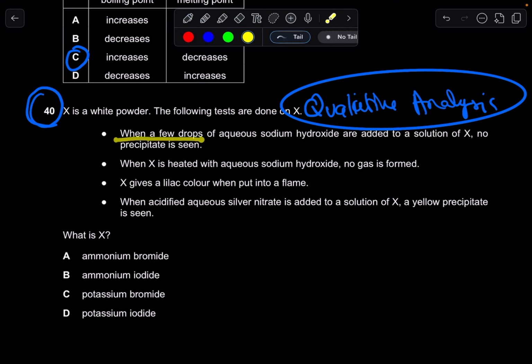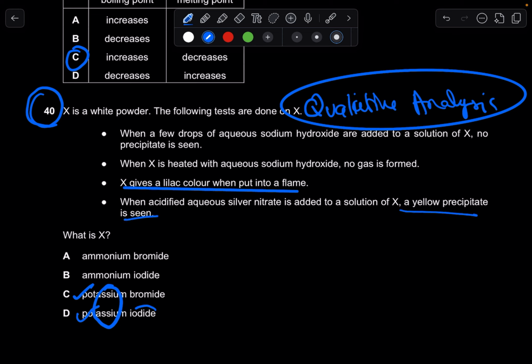Okay, when a few drops of aqueous sodium hydroxide are added to a solution of X, no precipitate. Okay, no precipitate, so it can be ammonium or potassium. Let's see. Okay, when X is heated with aqueous sodium hydroxide, no gas forms. It means that it cannot be ammonium. It has to be potassium. Okay, X gives a lilac color when put into a flame. Pakka potassium.